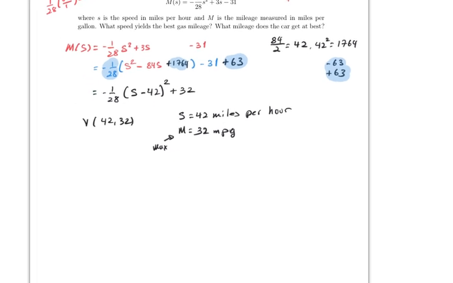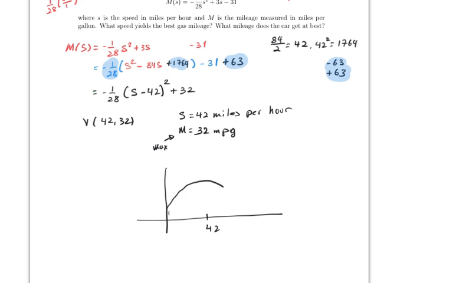Now you can also draw a quick graph of this. So at 42, this is going to give you the maximum miles per gallon, which is going to be 32. If you go any faster, the miles per gallon is going to decrease. Also if you go slower than 42. So 42 is the speed that will give you the best mileage. And that's it.